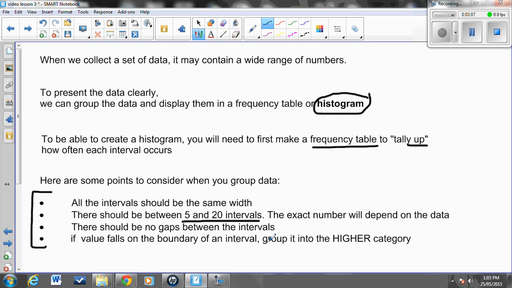And if a value falls on the boundary of an interval, so say the interval is from 0 to 5 and then 5 to 10, if 5 was the number that came up, you would actually group it in the higher category. So in the 5 to 10 category. You wouldn't count it twice, but it would always go into the higher category.